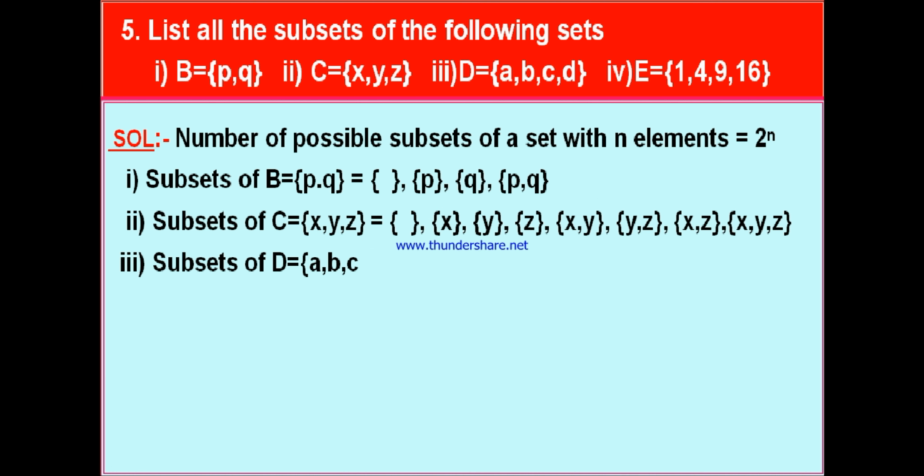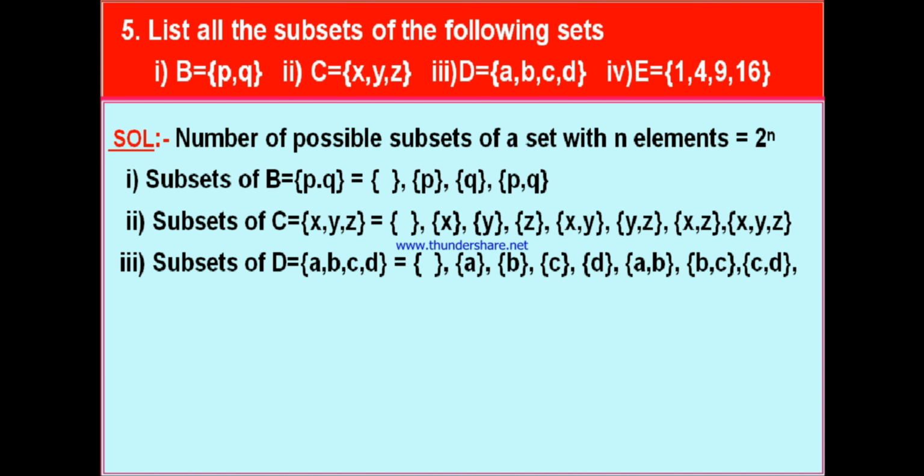And the third bit, subsets of D is equal to set A, B, C, D. Here we have 4 elements now. Even though there are 4 elements, we may follow the same procedure. First, set with 0 elements, set with single elements, sets with 2 elements, sets with 3 elements, and finally set with 4 elements. First, an empty set. Next, set with single elements. Set A, set B, set C, and set D.